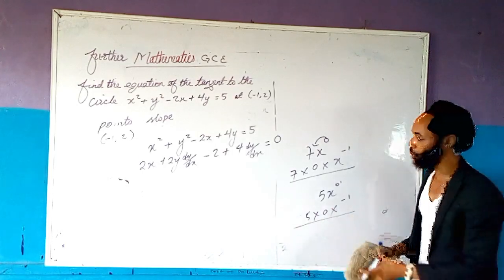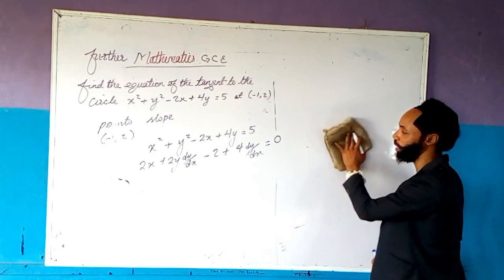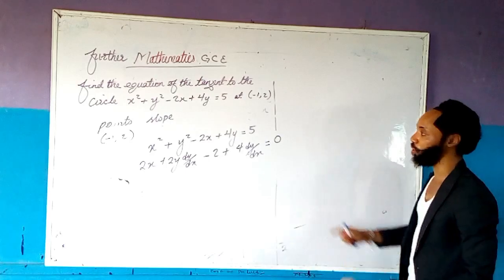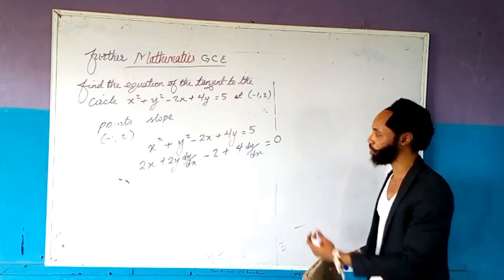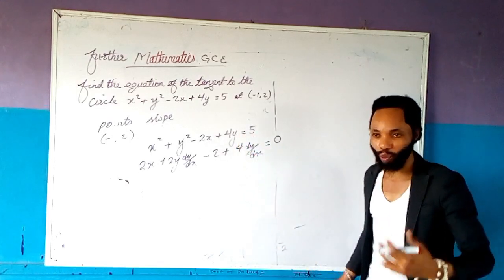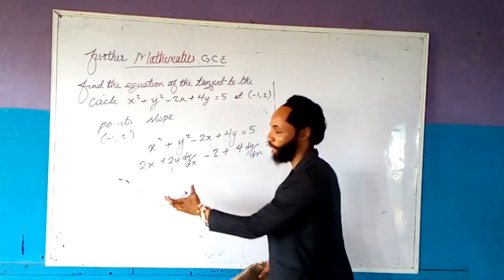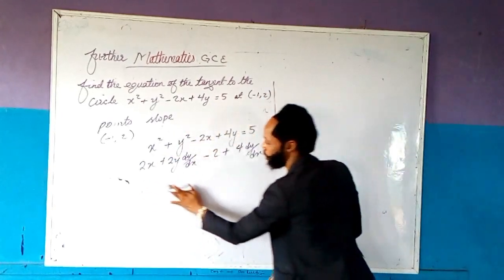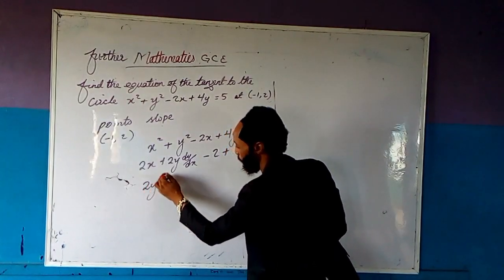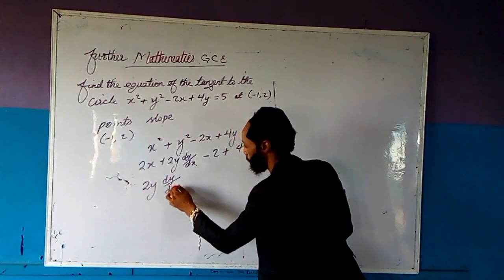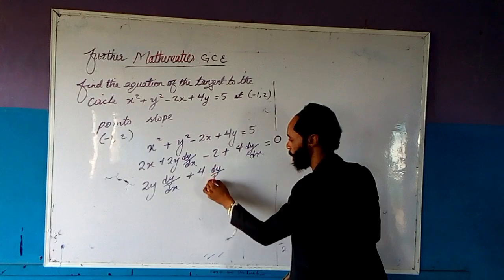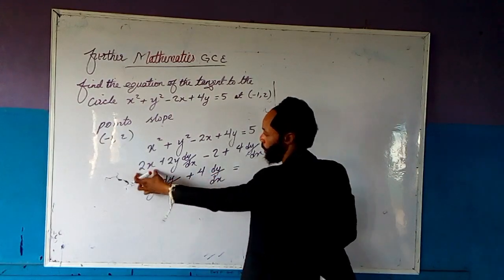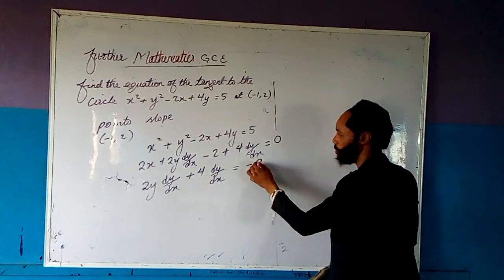So irrespective of the value, once it's a linear term you get the constant. So this is what we have. We're looking for dy/dx, so everything that doesn't have the dy/dx, you take over to the other side. So we're going to have 2y dy/dx plus 4 dy/dx equals what? Bring it here, negative 2x.